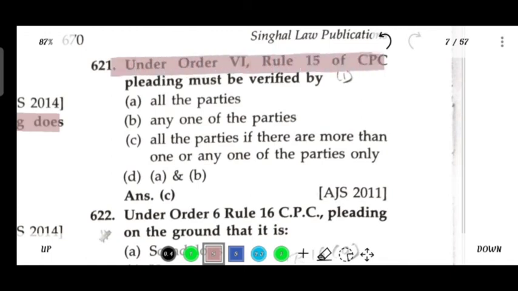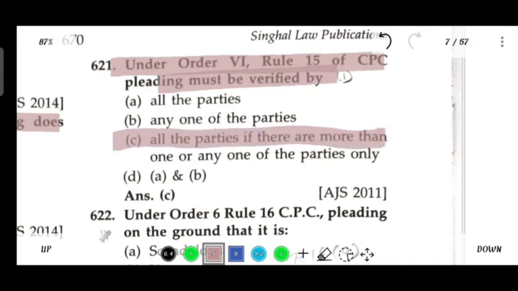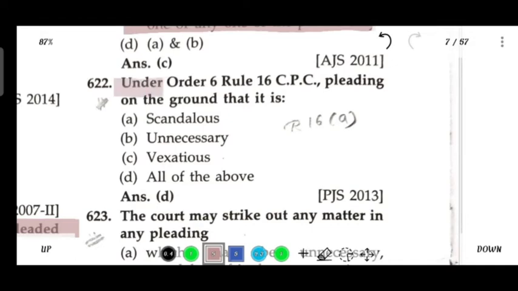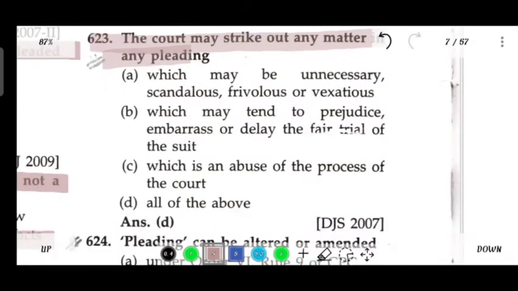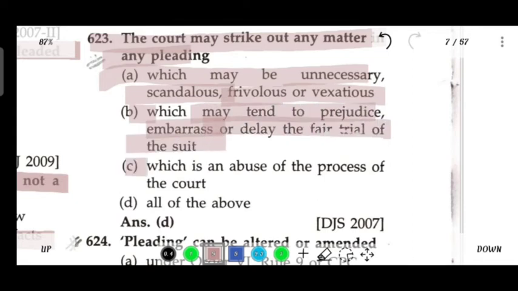Under Order 6, Rule 15 of the CPC, pleading must be verified by all the parties if there are more than one, or any one of the parties only. Under Order 6, Rule 16 of the CPC, pleading can be struck out on the ground that it is scandalous, unnecessary, or vexatious. The court may strike out any matter in any pleading which may be unnecessary, scandalous, frivolous, and vexatious, which may tend to prejudice, embarrass, and delay the fair trial of the suit, or which is an abuse of the process of the court of law.